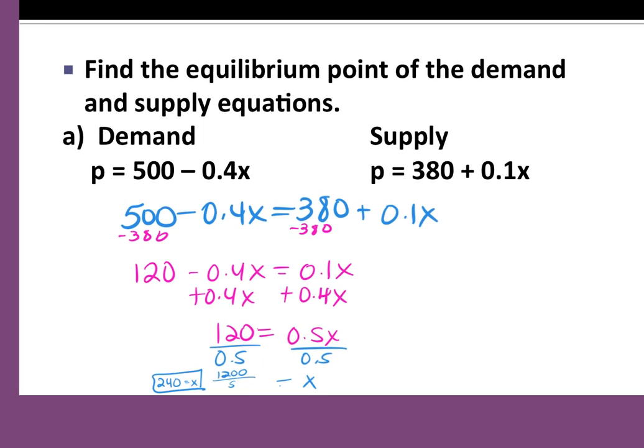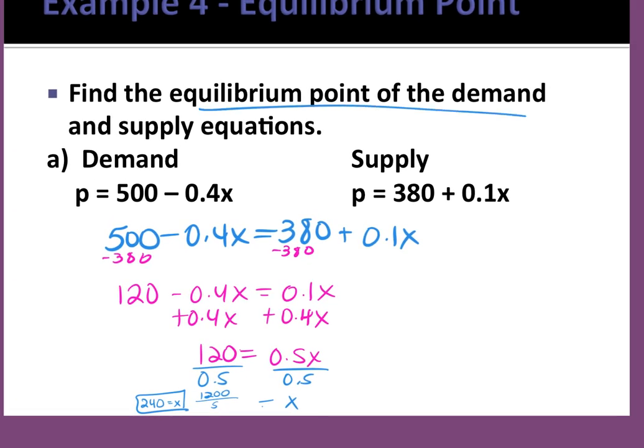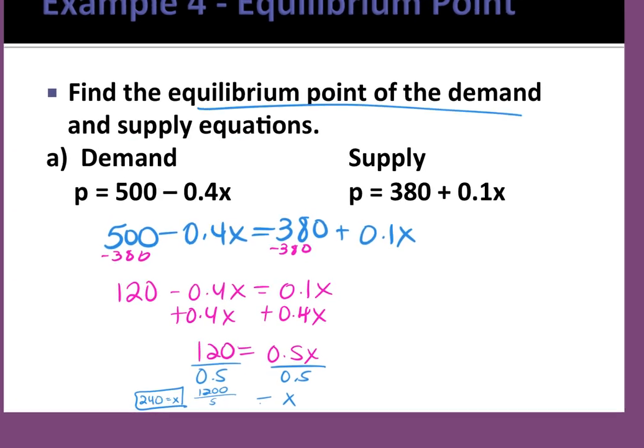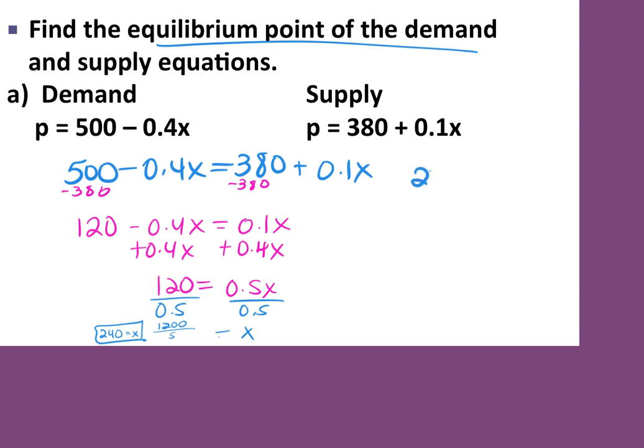So that's your X. When it says equilibrium point, yes, you need both. So your demand, this is the number of units. So you want to sell 240 units. And it's an equilibrium point, so you need both. You need to know the price per unit you want to sell.